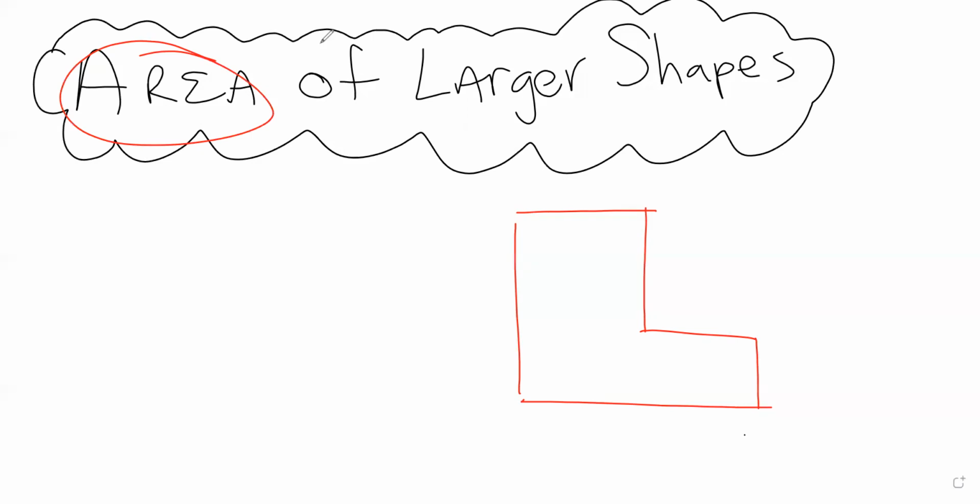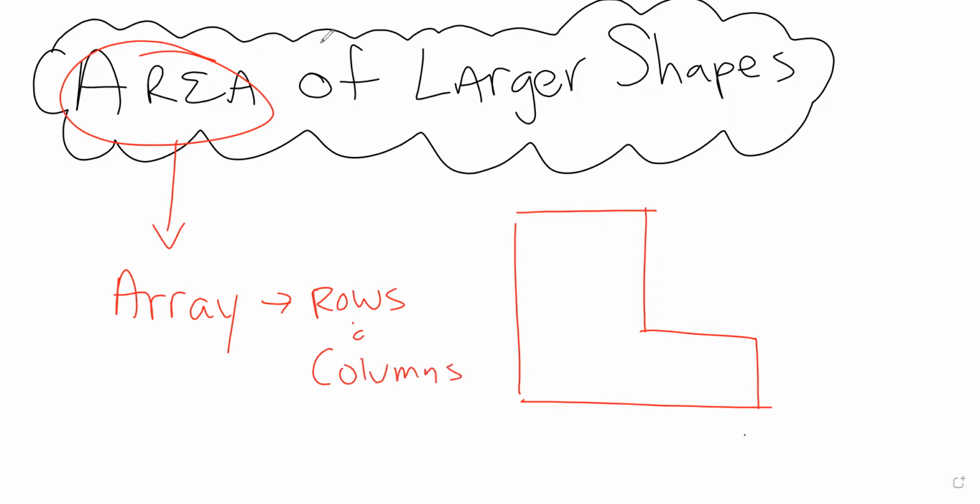This is something we are all really good at. We rock this because we do understand that area is this array. It's talking about how much space this array takes up. And because this array is made of rows and columns, that was the start of it all.